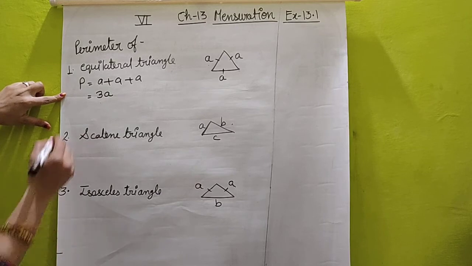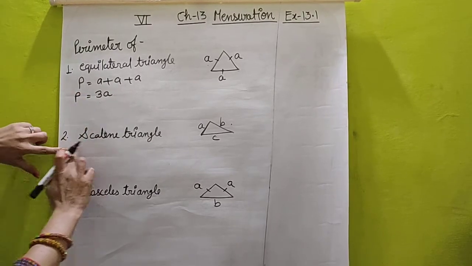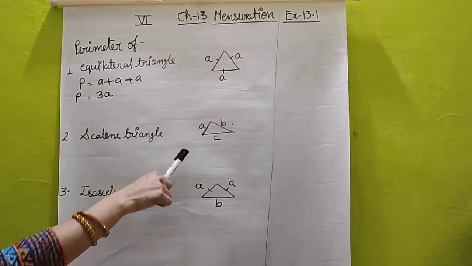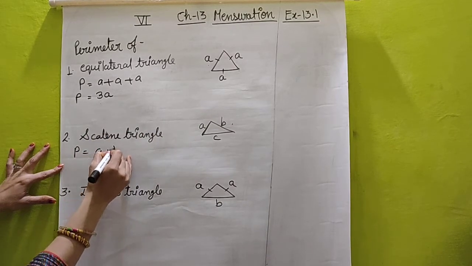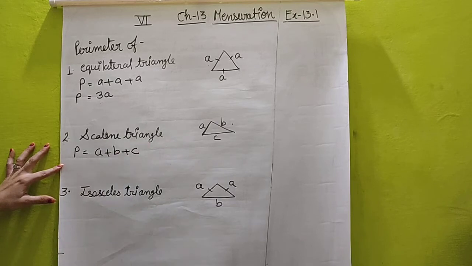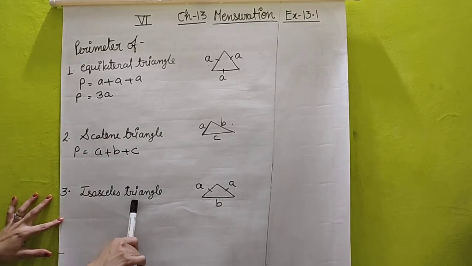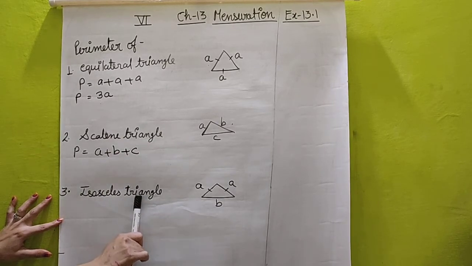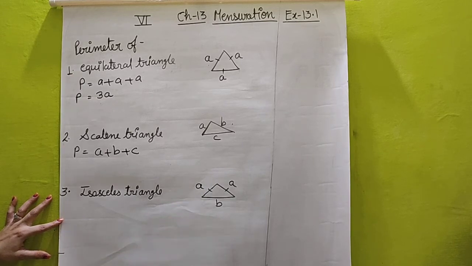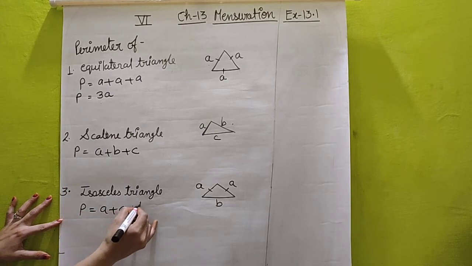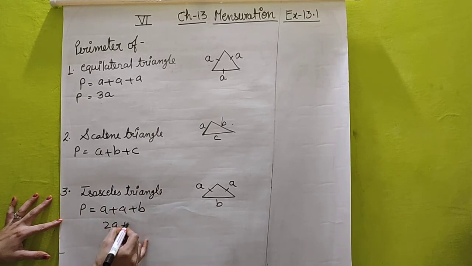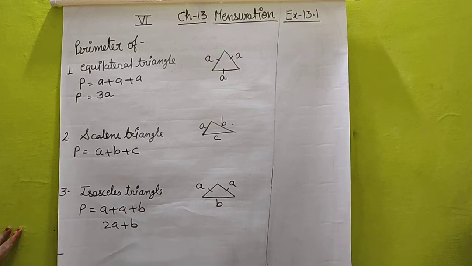This is the perimeter. Now scalene triangle, you know in a scalene triangle all sides are different. So the perimeter will be side A plus side B plus side C. Third one is the isosceles triangle. In an isosceles triangle, two sides are equal and one side is different. So the perimeter will be A plus A plus B, so 2A plus B, you can write this is the perimeter.